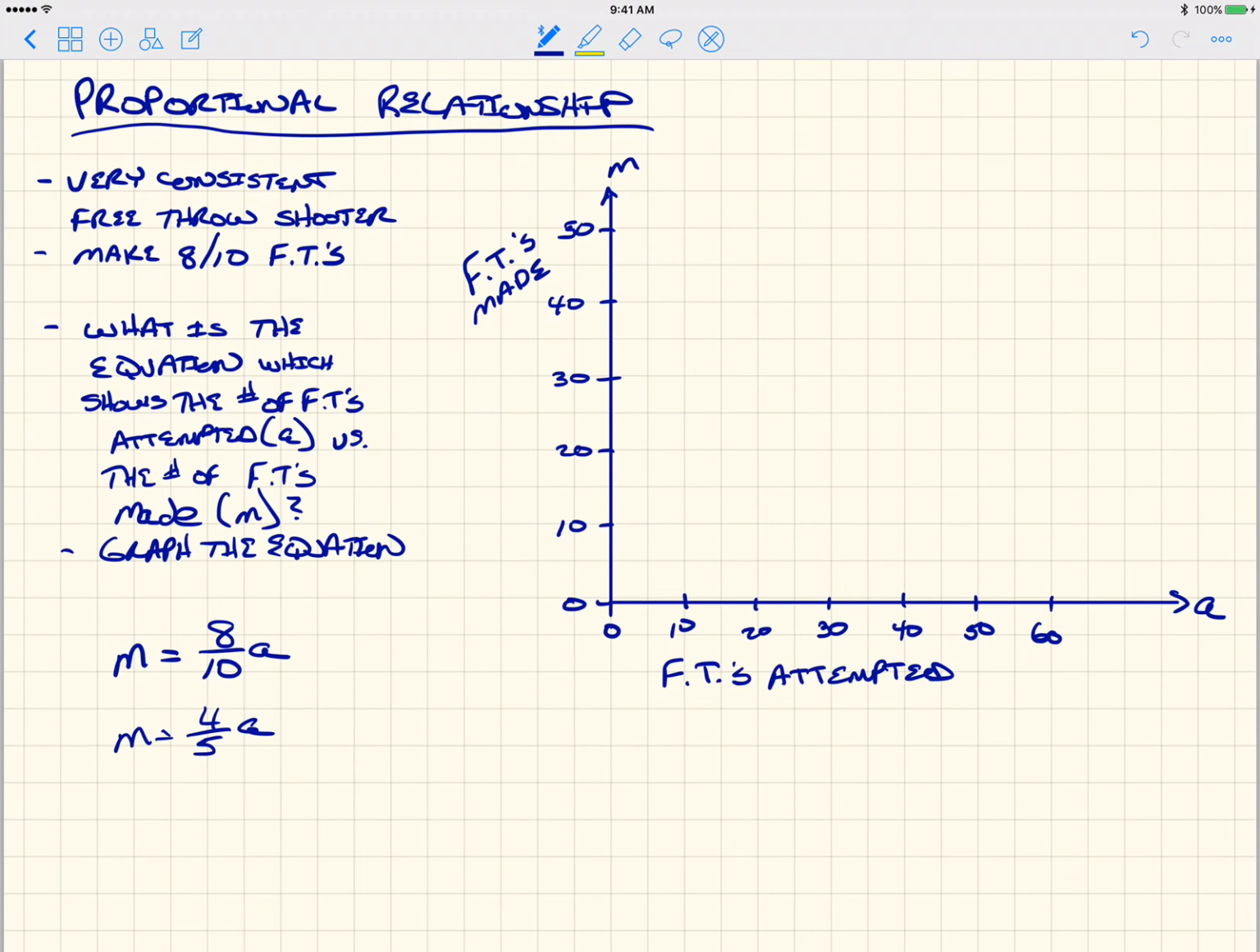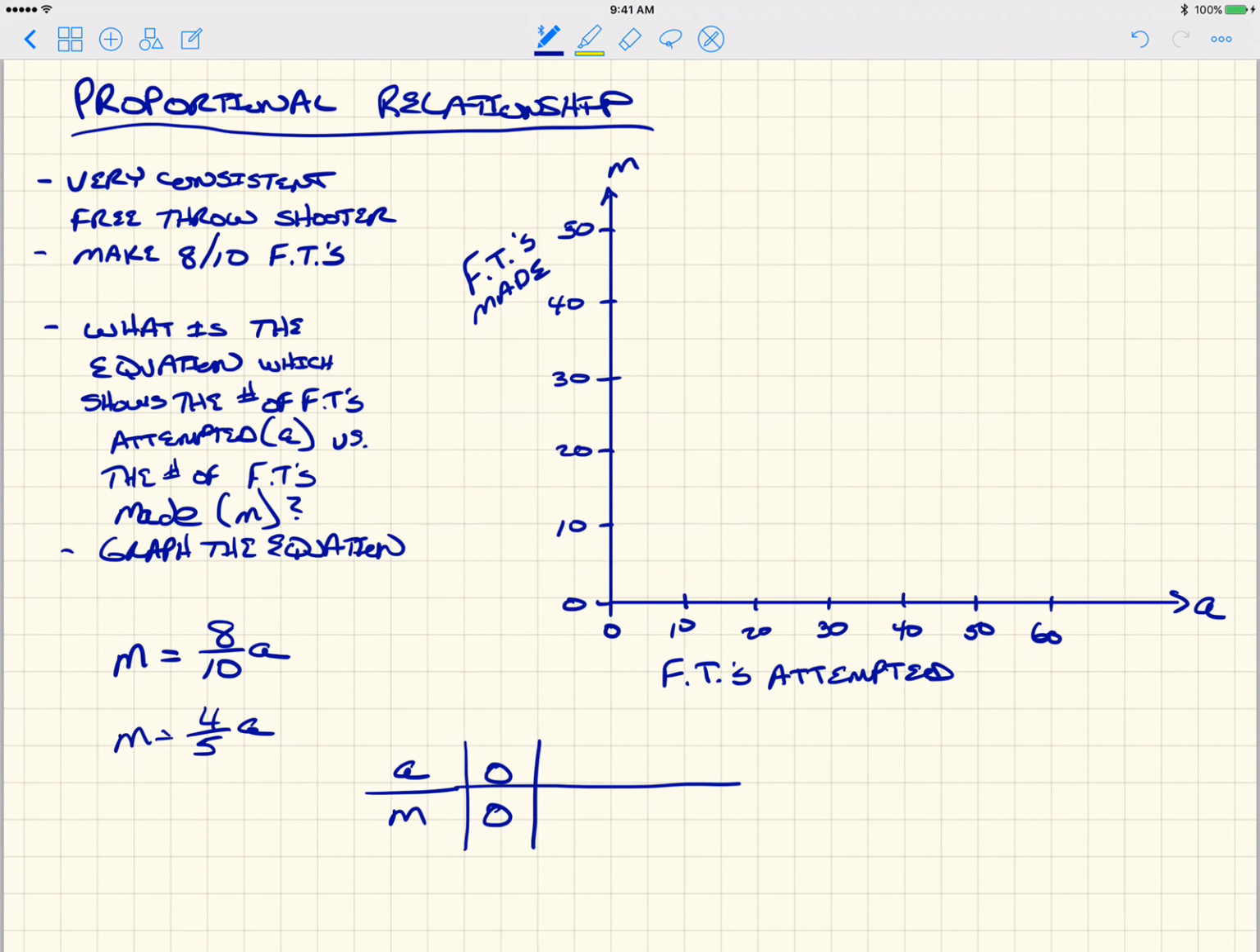All right, so A is my attempts, and M is my free throws made. Let's see what that would look like. If I attempt 10 free throws, okay, let's start with 0 actually. If I attempt 0 free throws, how many would I have made? Well, 4/5 times 0 is just 0. So if I haven't attempted any free throws, I haven't made any free throws. All right, so our first point is going to be 0, 0.